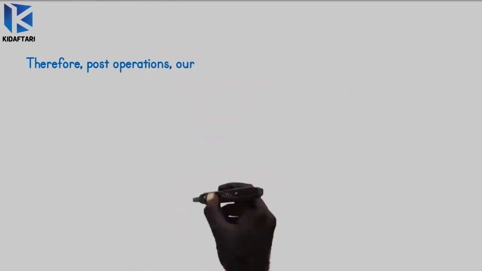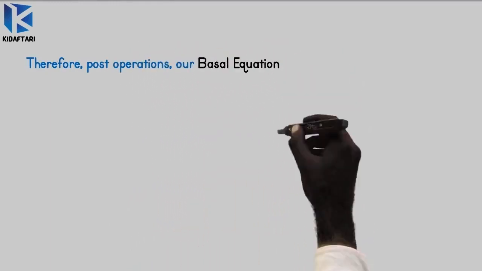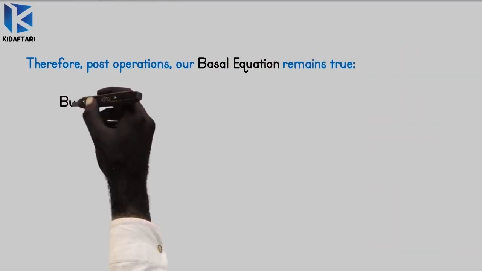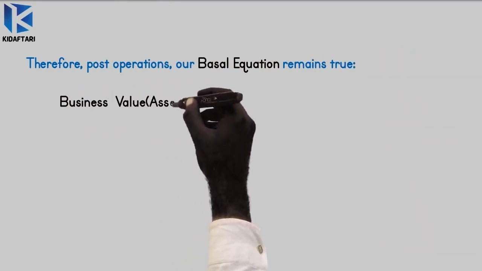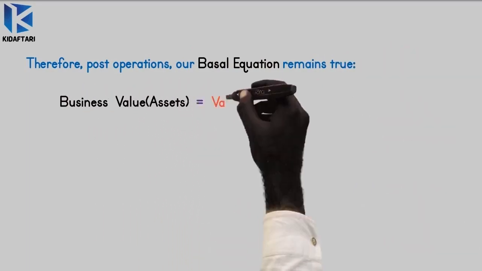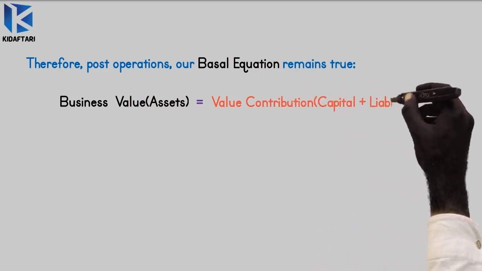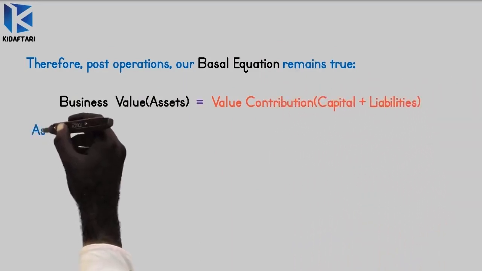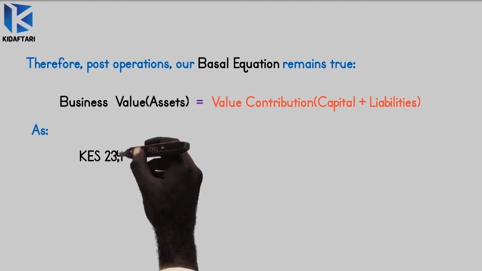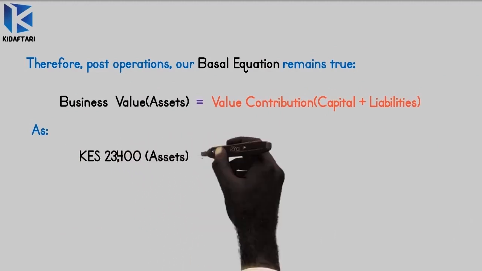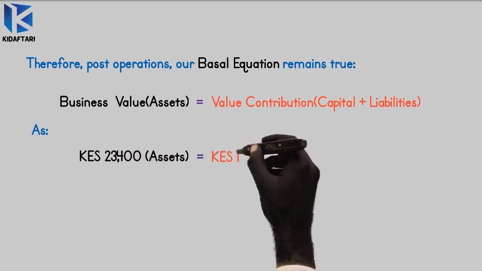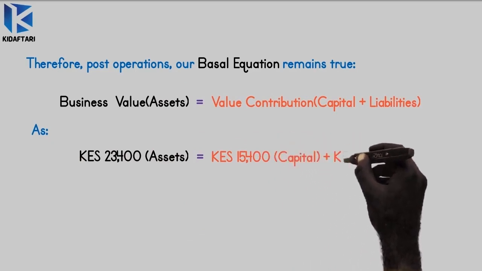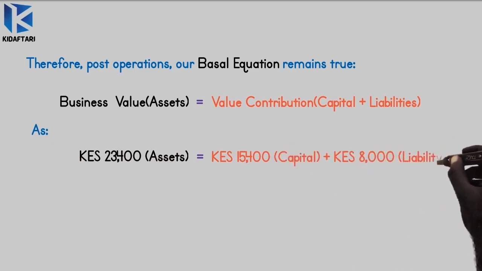Therefore, after operations, our Basel equation remains true. Business value or assets is equal to value contribution, capital plus liability. As follows: assets worth 23,400 Kenya shillings is equal to capital worth 15,400 Kenya shillings plus liability of 8,000 Kenya shillings.